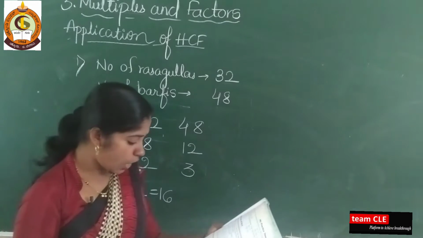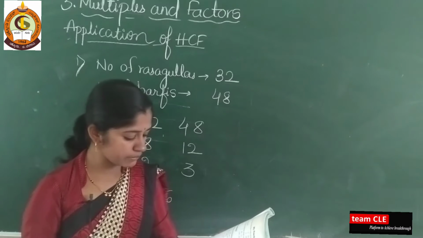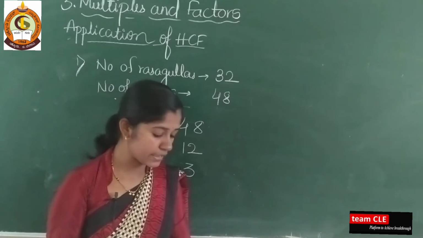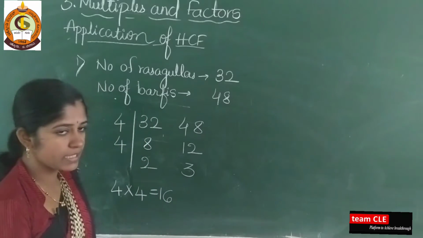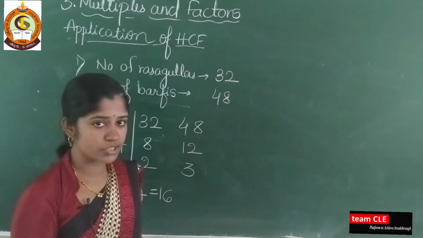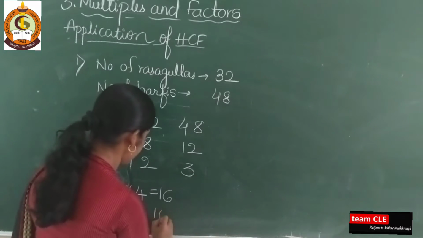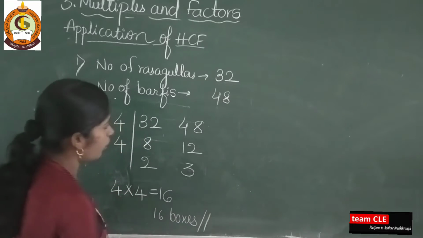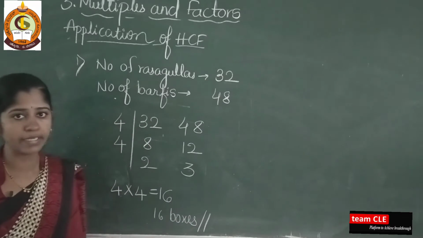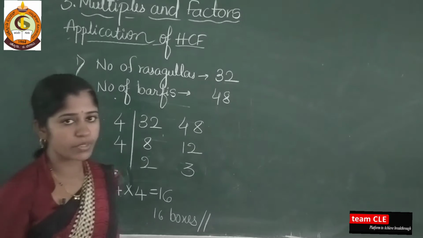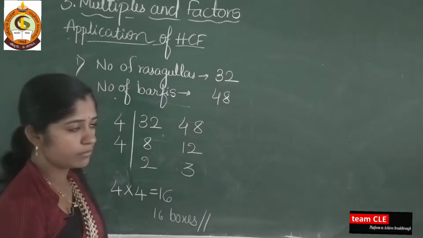Then tell me how many boxes can rasgullas and burpees be packed in together such that an equal number of both are in each box. They are 16 boxes. Here you have to write 16 boxes. I hope you are getting my point. You find the HCF of the numbers, then you come to know how many boxes we need. We need 16 boxes.